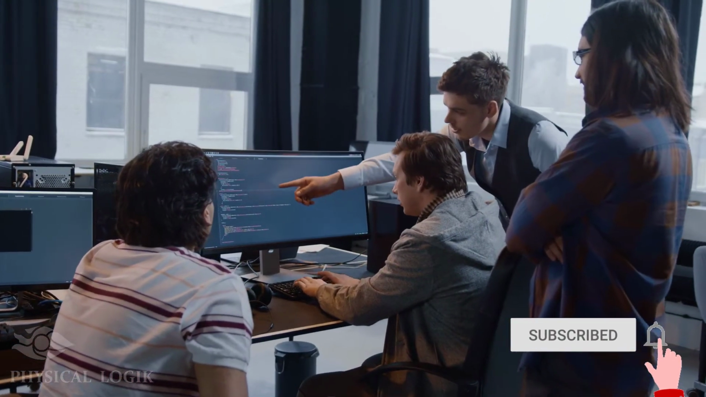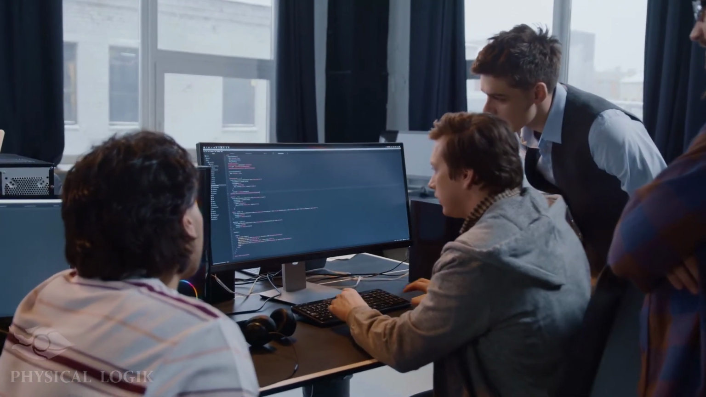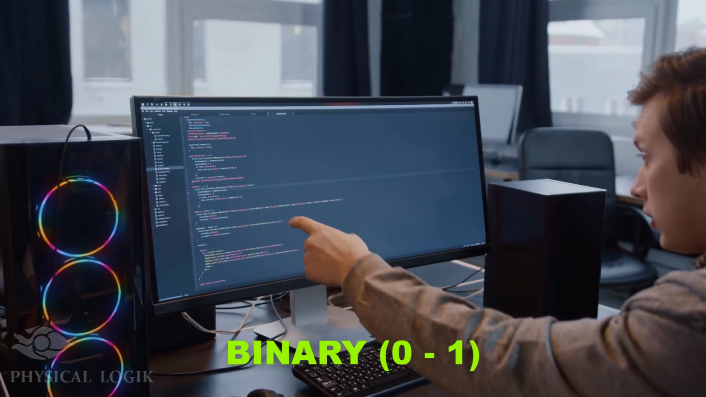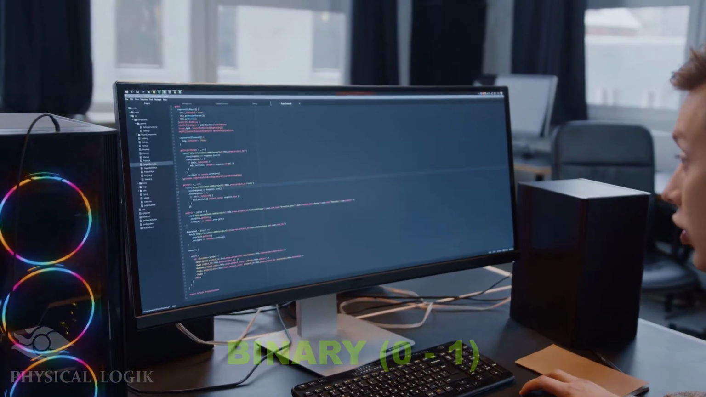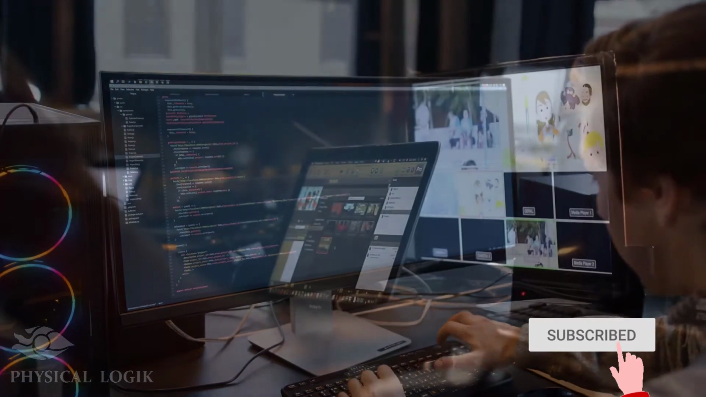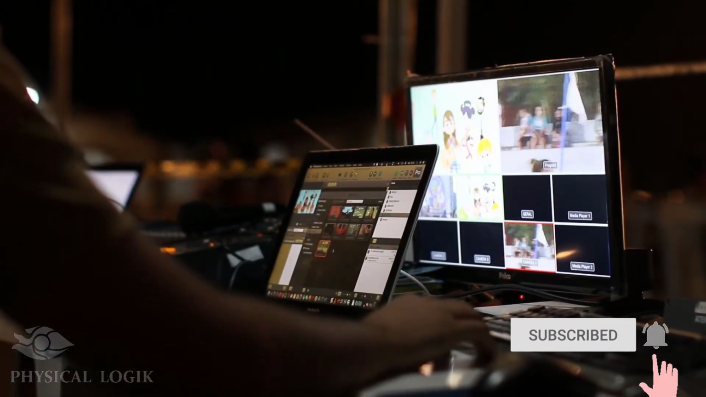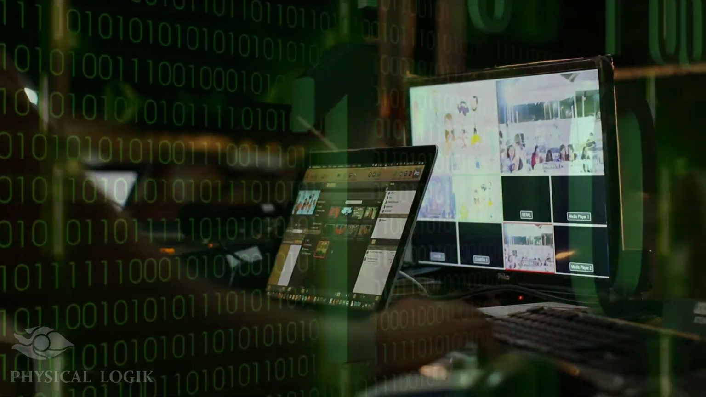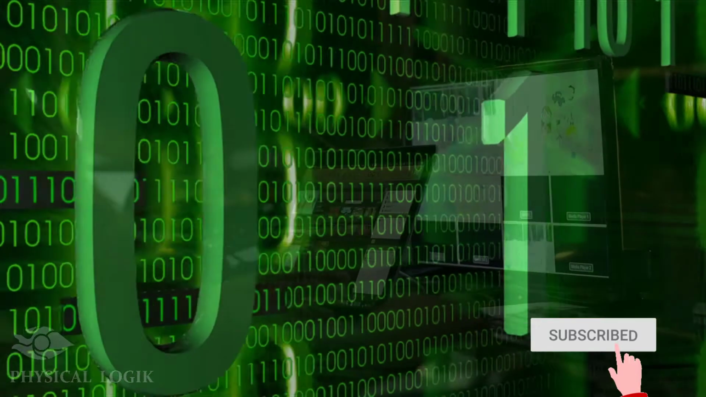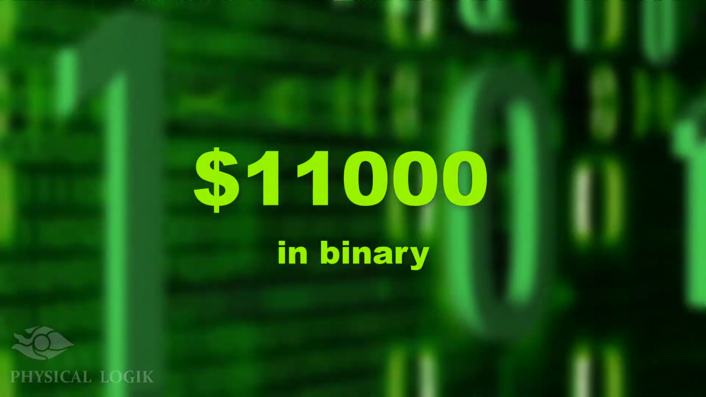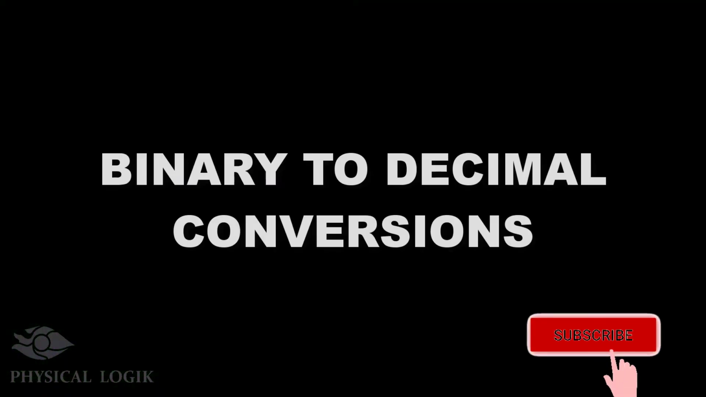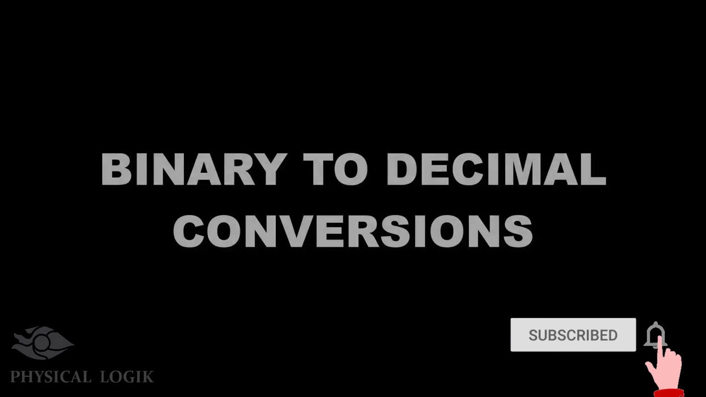Computers, on the other hand, do much more work, and they use the simplest system of all, binary. Only 0 and 1 are used. Everything on the computer, text, image, video, software, is only known to the computer as strings of 1s and 0s at low level. If a guy owes me this much money in binary, how much does he actually owe me? Let's find out as we talk about binary to decimal conversions.